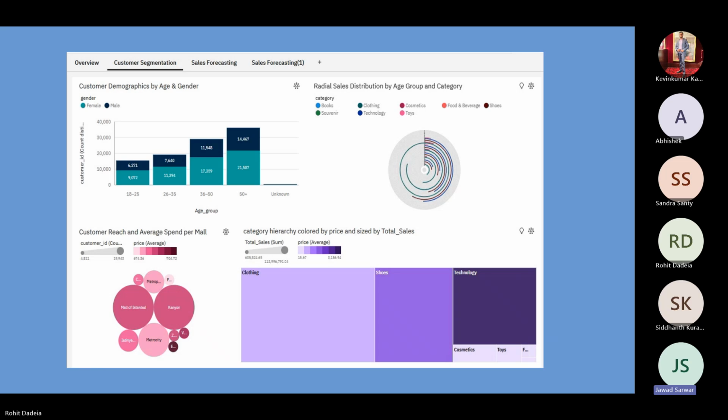For reach and spend per mall, Mall of Istanbul led with the highest customer spend, while smaller malls contribute less.